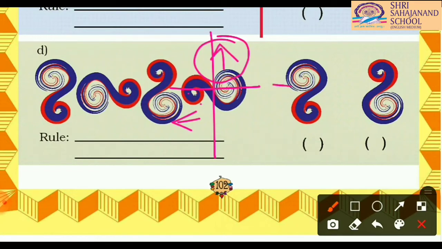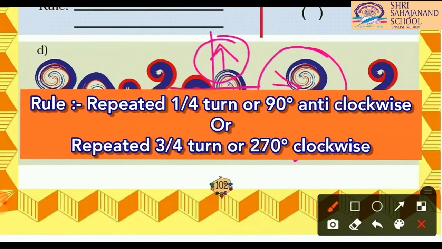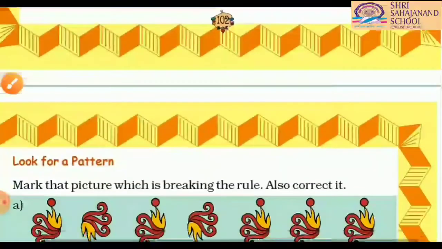Then the second turn will be to the right side, and in the third turn it will look downside. So we can see that the first picture is the correct answer. If you use a 270 degree direction, or a 3/4 turn, or 90 degree anti-clockwise, or 1/4 anti-clockwise, you will get this answer. Now come to the second question.